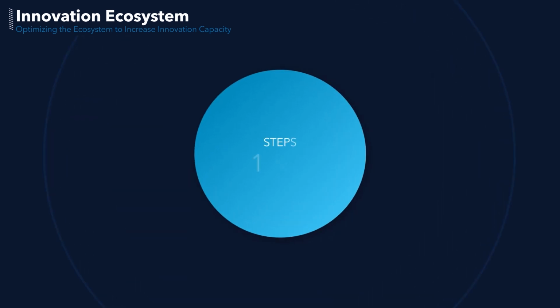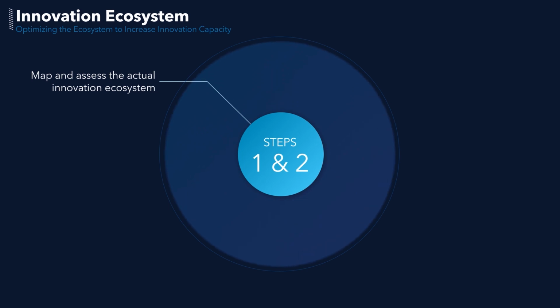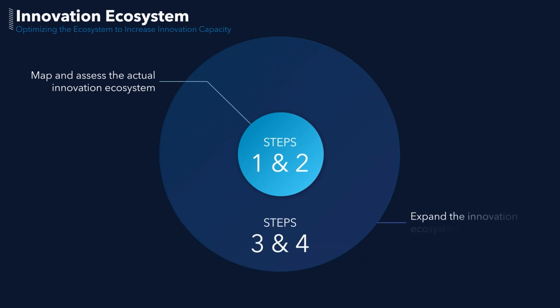Optimizing the ecosystem to increase innovation capacity can be divided into two parts. Steps 1 and 2 involve mapping and assessing the current innovation ecosystem, while Steps 3 and 4 include optimizing and expanding the ecosystem to improve its capacity to innovate.